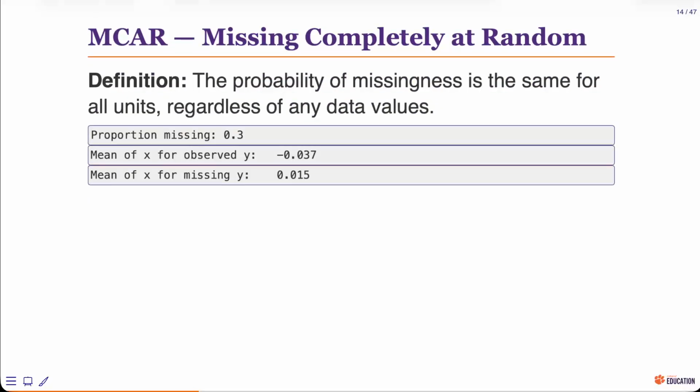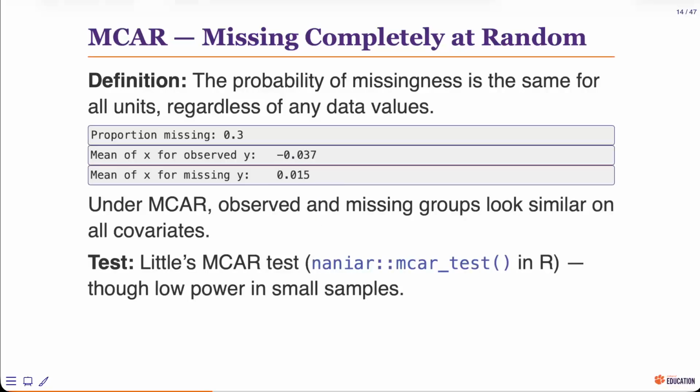So here's an example of missing completely at random. Let's imagine we have a set of y and a set of x's, and we just have 30% missing, and they're missing because of just some random process. You can see that the mean of x for anybody with a y is roughly equal to the mean of x for anybody without a y.